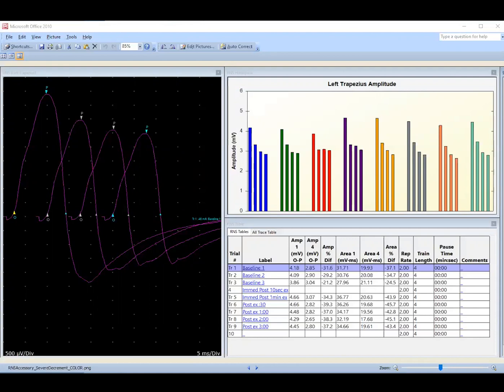In a normal neuromuscular junction, in a normal person that does not have a neuromuscular junction disease, as we give several stimuli at 2 to 3 hertz or 2 to 4 hertz, the CMAP amplitude with each stimulus should be the same. There should not be any decrease in the amplitude or the area of the CMAP.